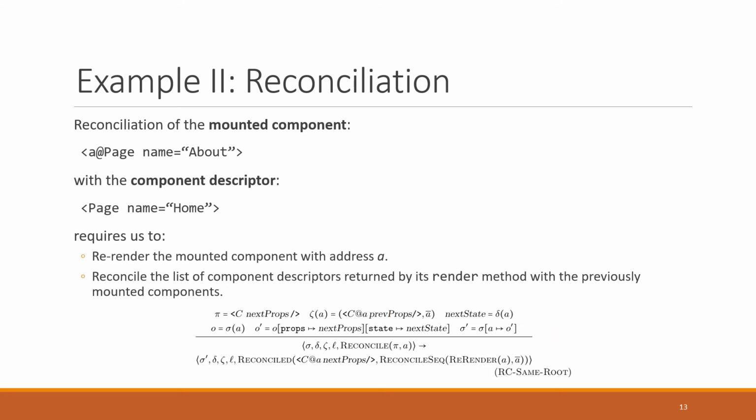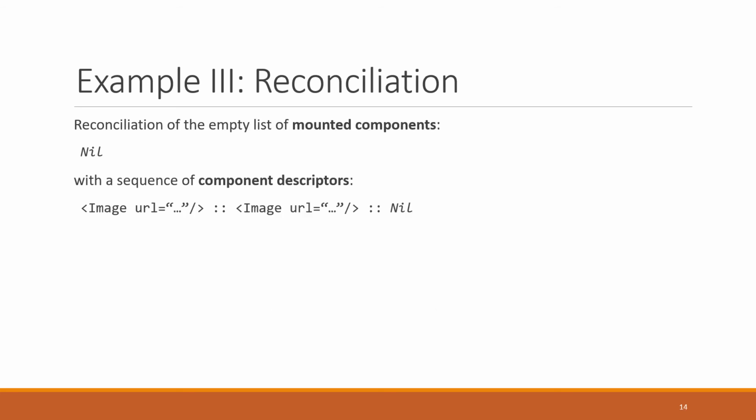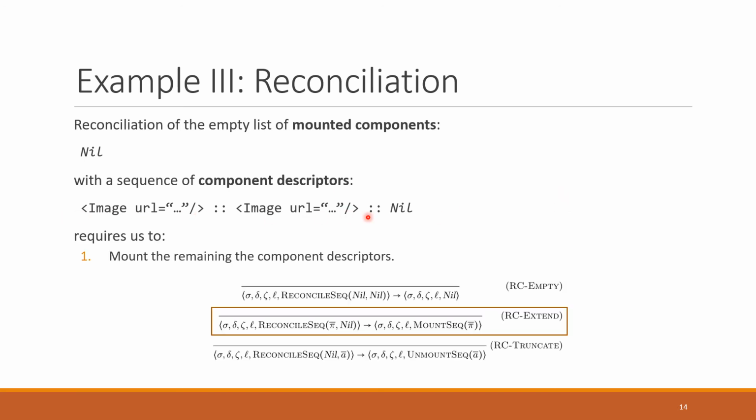And this is captured by this rule RC same root. Okay, finally, let's say there's a situation where we have the empty list of mounted components, but now we discover that we want to reconcile this with actually a sequence of some component descriptors. Well, in that case, it's easy. We just need to mount these extra component descriptors. So this is captured by the RC extend rule.